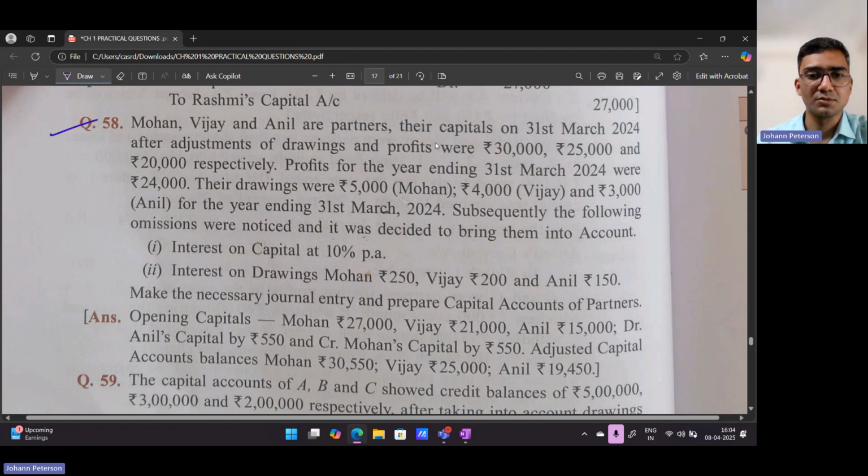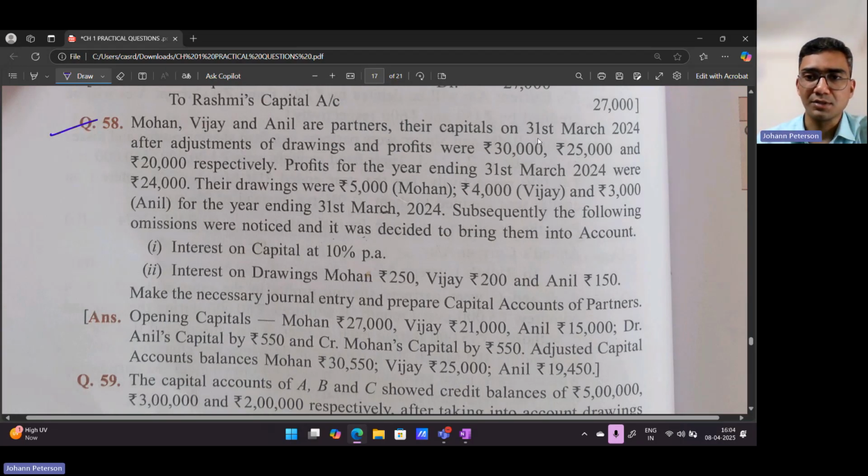Subsequently, the following omissions were noticed and it was decided to bring them into account. And these are their omissions which are given to us. Question says, make the necessary journal entry and prepare the capital account of partners. Okay, so we have to make that same single rectifying entry. Now, before that, we'll talk about what is given to us.